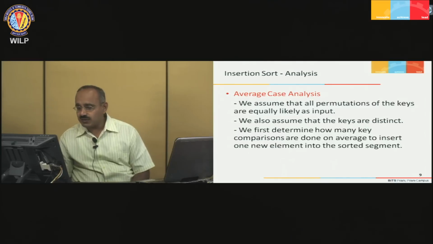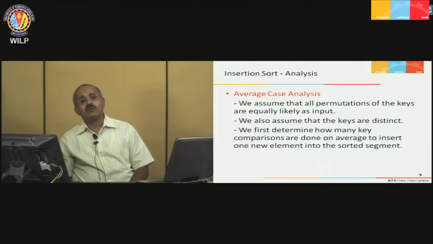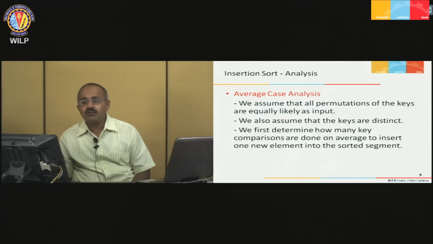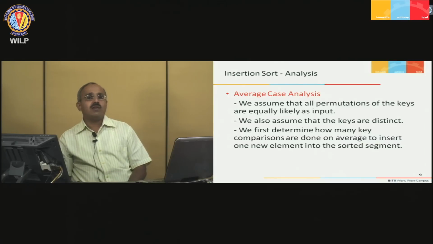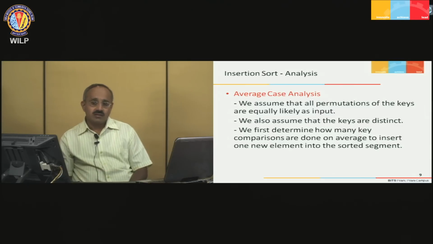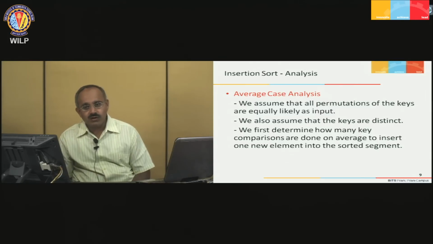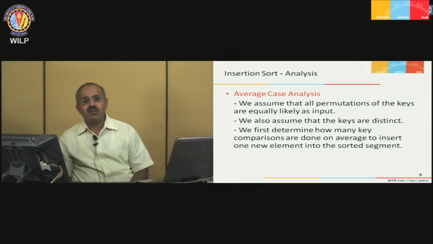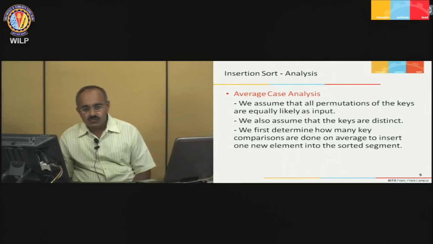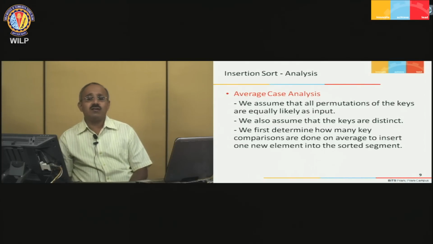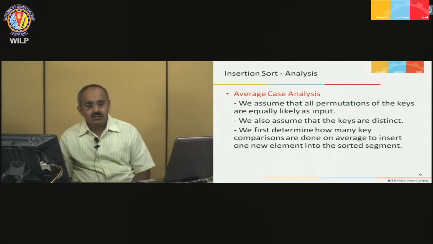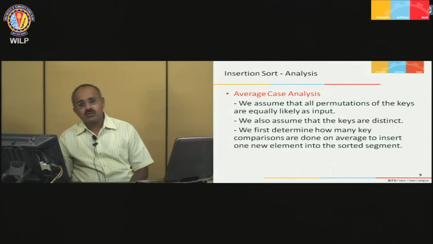For an average case analysis, we assume that all possible permutations of the keys are equally likely, and with this we try to find the running time of the algorithm. To make the analysis simpler, we will assume that we have a sequence of distinct keys. What can be shown is that this really does not restrict the analysis from the general case.